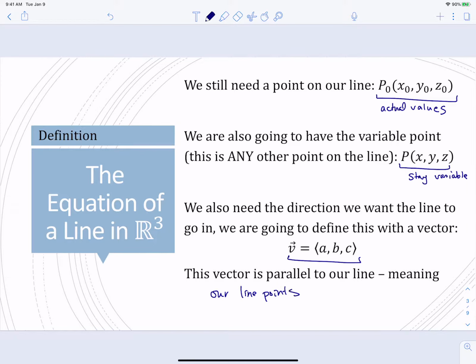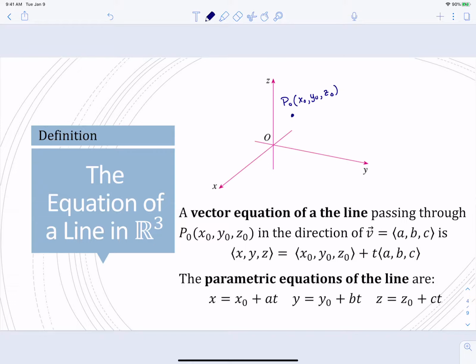So let's look at this in terms of a picture and with our actual equations here. Here's our coordinate system. If we've got some point up here, x sub 0, y sub 0, z sub 0, this is some specific point that is sitting out in space that we know we want on our line. We can then also think about our vector v, which is giving us our direction, and its coordinates end up at a, b, and c. So we want our line to go in that direction.